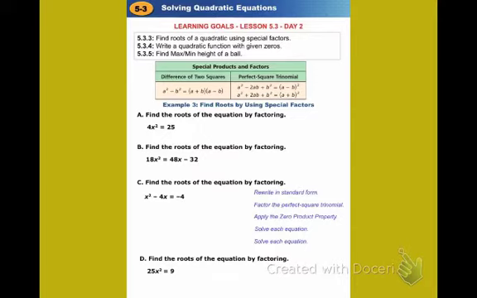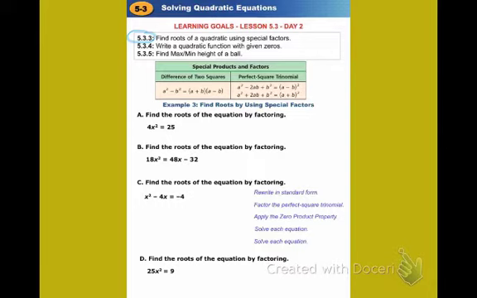So we actually said in the last lesson that roots is another way of saying solutions, and so we think about that in terms of when we're talking about equations. When we're talking about functions, we call them x-intercepts, or we call them zeros, because they represent where the graph of the function crosses the x-axis. So a root is another way of saying finding a solution to a quadratic equation.